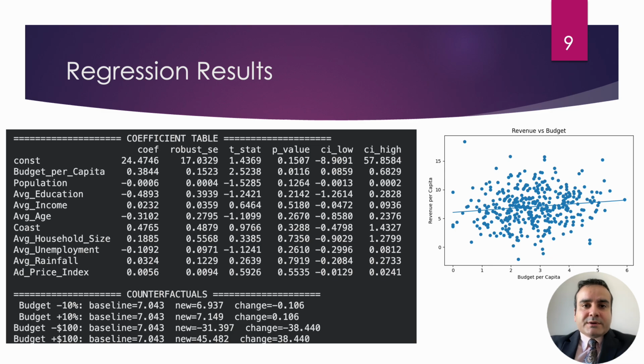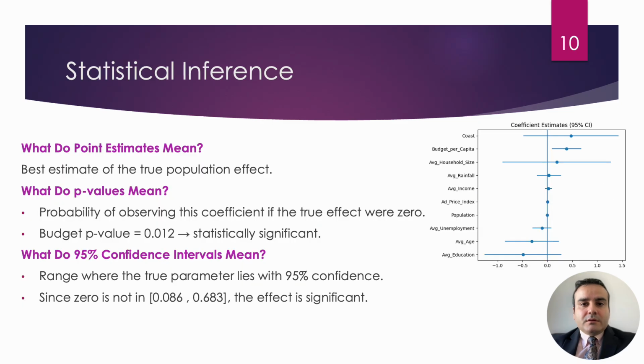The 95% confidence interval ranges from 0.086 to 0.683. Since 0 is not contained within this interval, we reject the null hypothesis that the true effect is 0. Importantly, budget is the only variable that is statistically significant in the model.